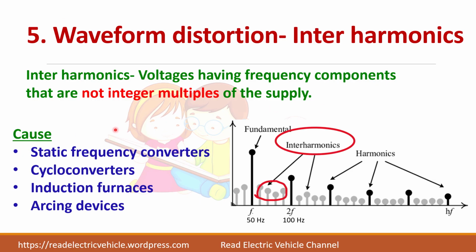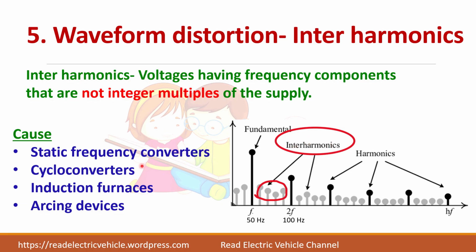So how do you get these waveforms which are not multiples of supply frequency? Because of static frequency converters. Static frequency converter means I have a 50 Hertz AC supply, I convert that into a DC, and again from that DC using an inverter I will get an AC. That AC voltage waveform's magnitude and frequency I can change. So if you get a frequency other than 50 Hertz, then you may get interharmonics.